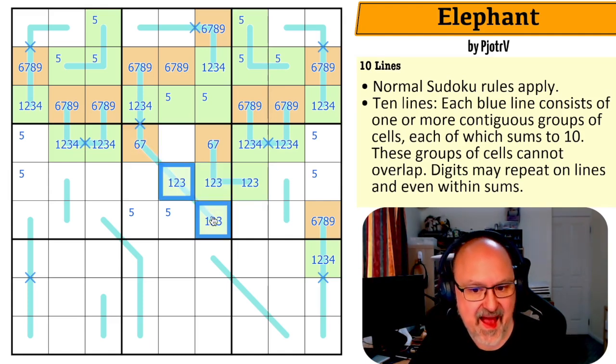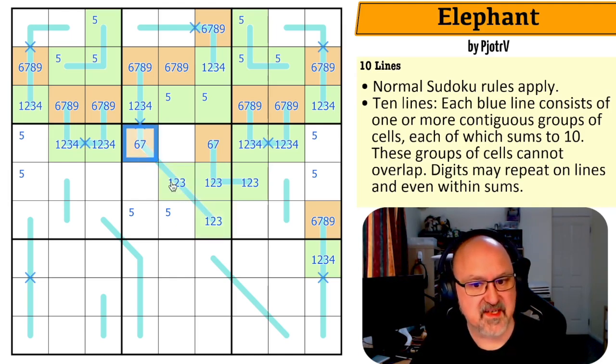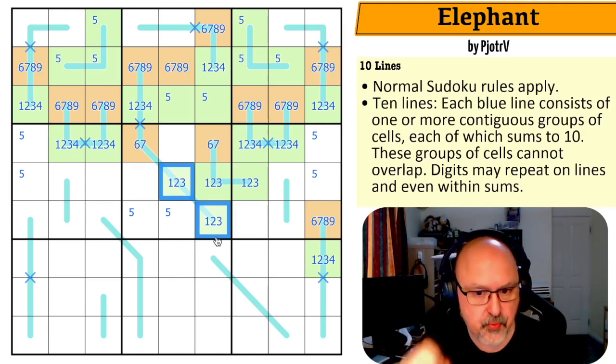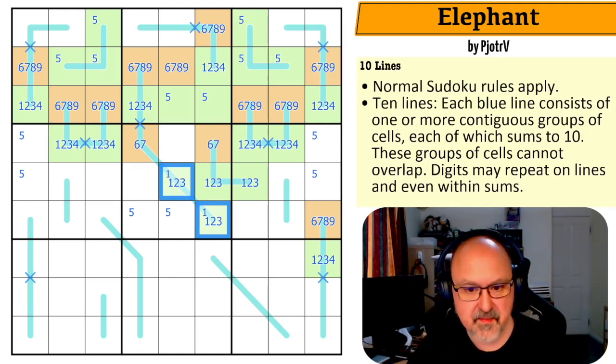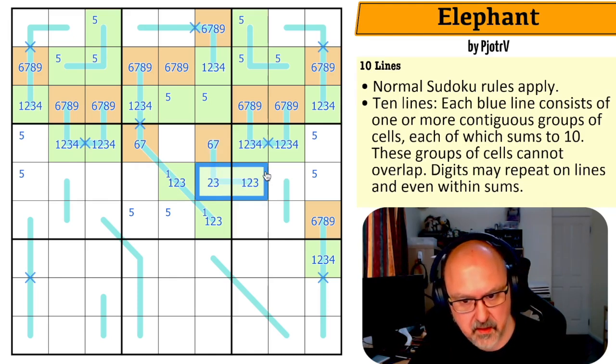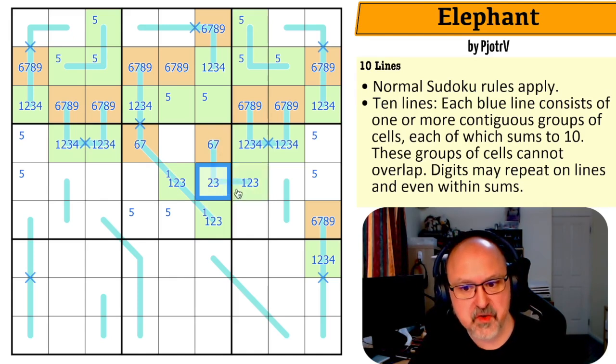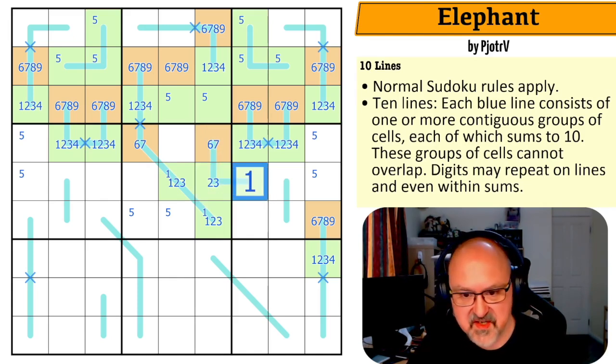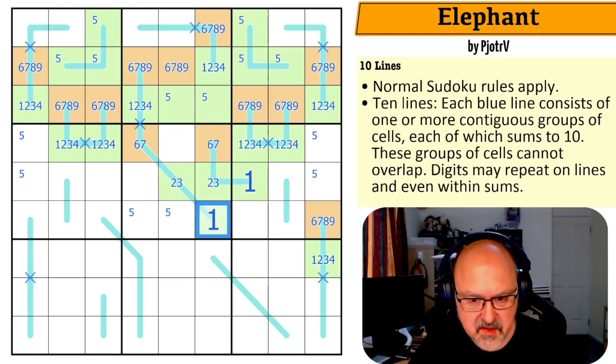But now I have to put a 1 on here. Because 6 would need digits summing to 4, which would be 1, 3. 7 would need digits summing to 3, which is 1, 2. There must be a 1 on here. There's no 1 here, but I also need 1 on this line. 6 needs 1, 3; 7 needs 1, 2. This is the 1. This is a 2 or a 3. There's no 1 here. This is the 1.